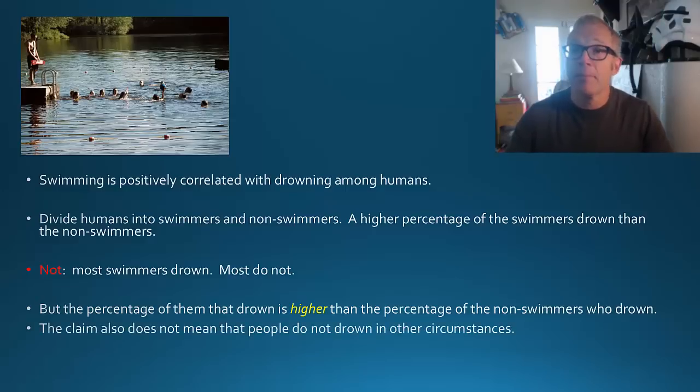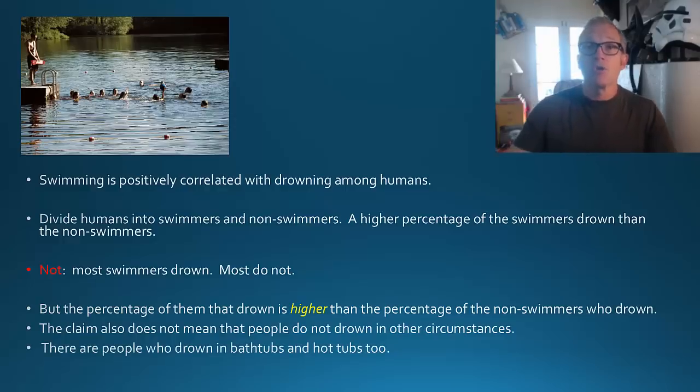The claim also does not mean that people don't drown in other circumstances. There are people who drown in bathtubs and hot tubs too. So suppose somebody said swimming is positively correlated with drowning among humans, and then somebody offers an objection or a rejoinder. They say, oh well, my aunt had a stroke, fell in the bathtub, banged her head, and then slipped under the water and drowned in the tub. So that must not be right, that swimming is positively correlated with drowning. Well, look, the claim doesn't say that every single person who drowns must have been swimming. It just says among swimmers, the drowning rate is higher. Not to say that there can't be some other ways that people drown.